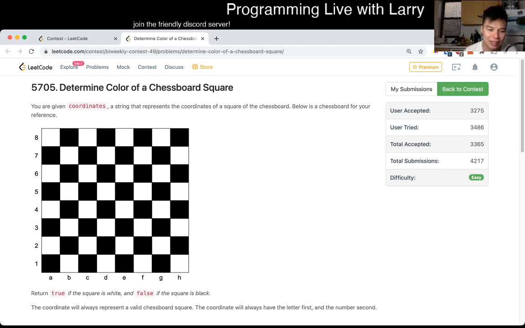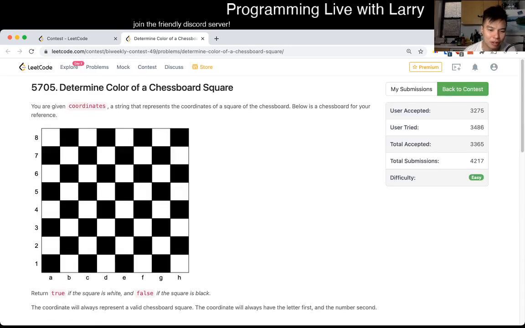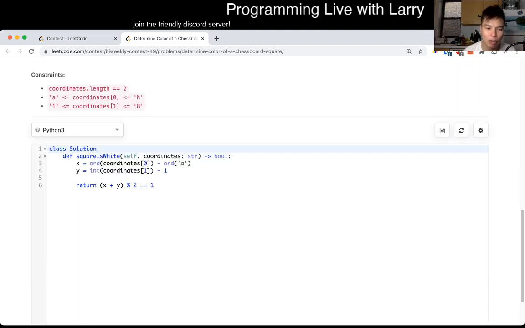But the thing to notice is that if you convert the columns from A to another number and you sum them together, certain squares are going to be black if they have the same parity, and they're going to be white if they have different parity, and so forth. And this is my solution. This is all of one time and all of one space.